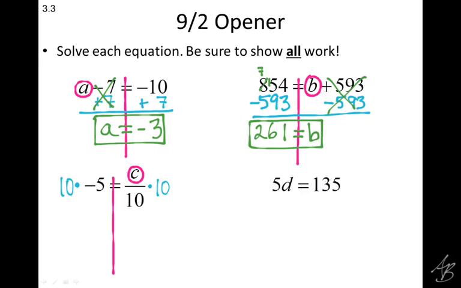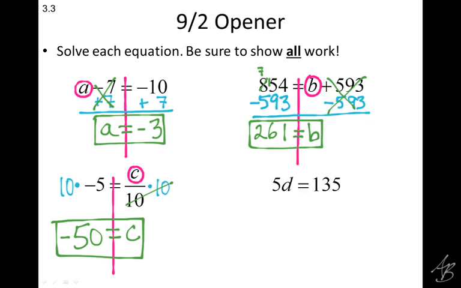What's going to happen over here on the right side with the 10s? They cancel, leaving what? C. And then on the left side, we have a positive 10 times a negative 5. So do we do 10 minus 5? No, we're still doing 10 times 5, which is 50. But then since one of them was negative, it's going to be a negative 50. All right, so remember when you're multiplying, if one of the numbers is positive and one of them is negative, the answer is always going to be negative. Okay, it doesn't matter which number is bigger when you're multiplying.